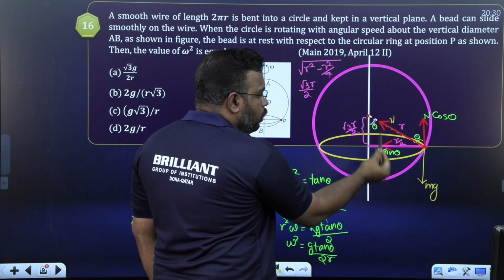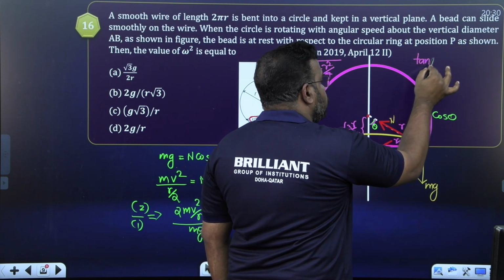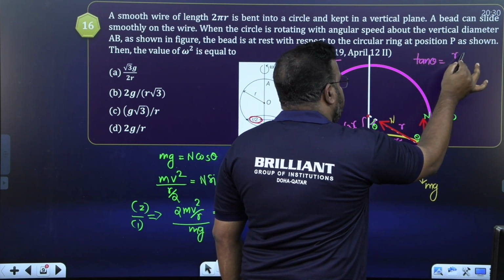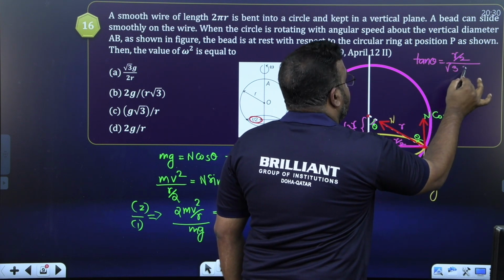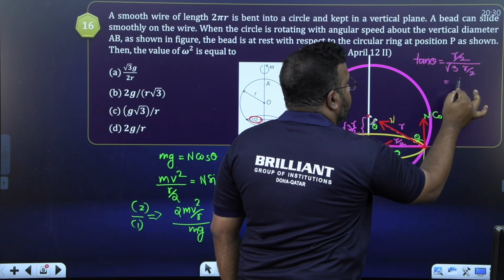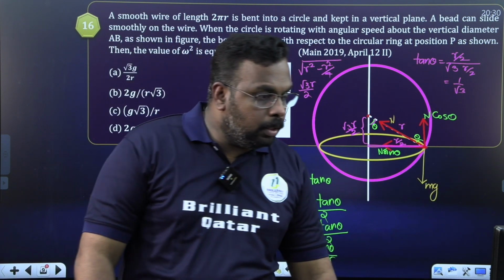Then what is tan theta from this triangle? Tan theta is equal to opposite side, that is r by 2. So I am writing here tan theta is equal to opposite side is r by 2 by adjacent side is root 3 r by 2. So it is equal to 1 by root 3. Tan theta value is 1 by root 3. Okay.